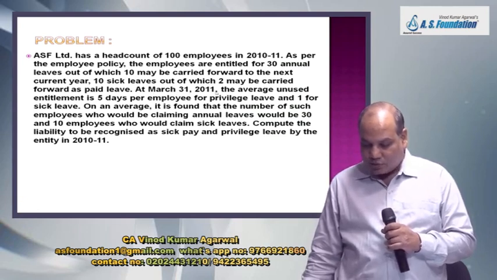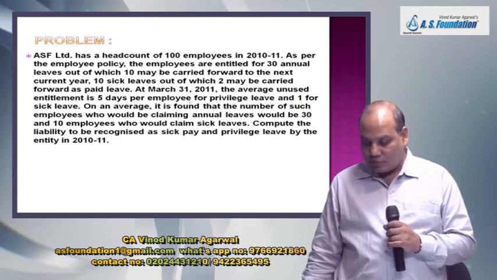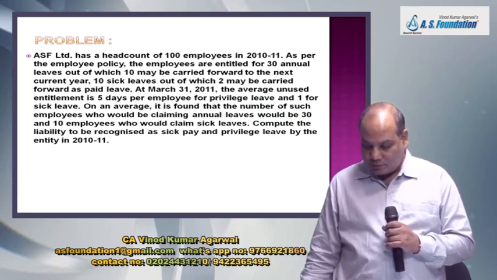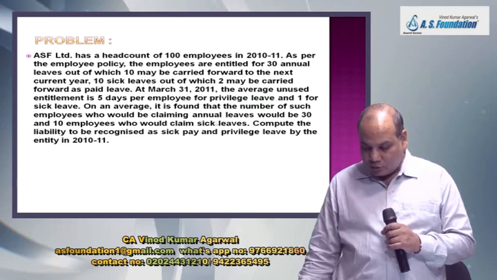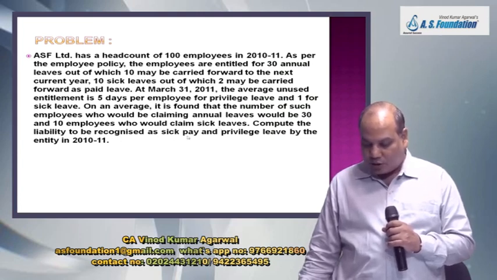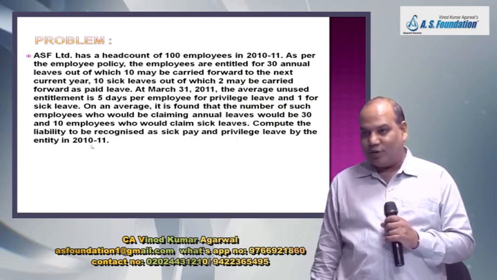At 31st March 2011, the average unused entitlement is 5 days per employee for privilege leave and 1 day sick leave unused. On an average, it is found that the number of employees who would be claiming annual leave would be 30 and 10 employees who would claim sick leave. Compute the liability to be recognized as sick pay and privilege leave by the entity in 2010-11.